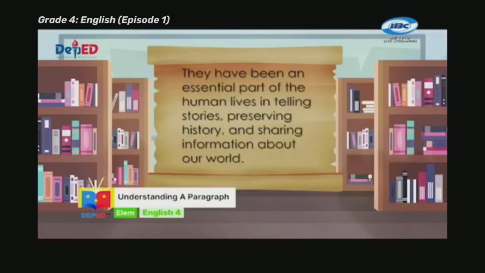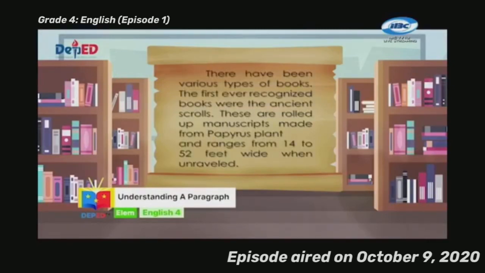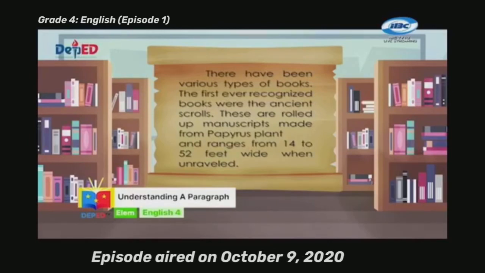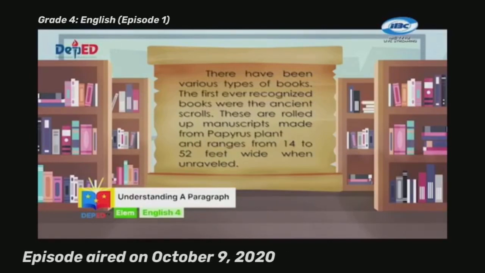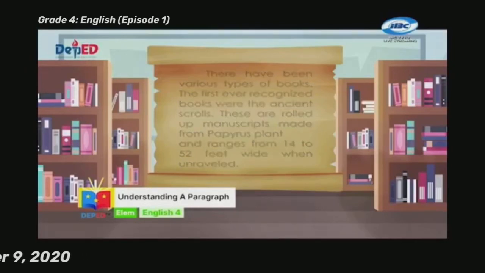They have been an essential part of the human lives in telling stories, preserving history, and sharing information about our world. There have been various types of books. The first ever recognized books were the ancient scrolls. These are rolled-up manuscripts made from papyrus plant and ranges from 14 to 52 feet wide when unraveled.